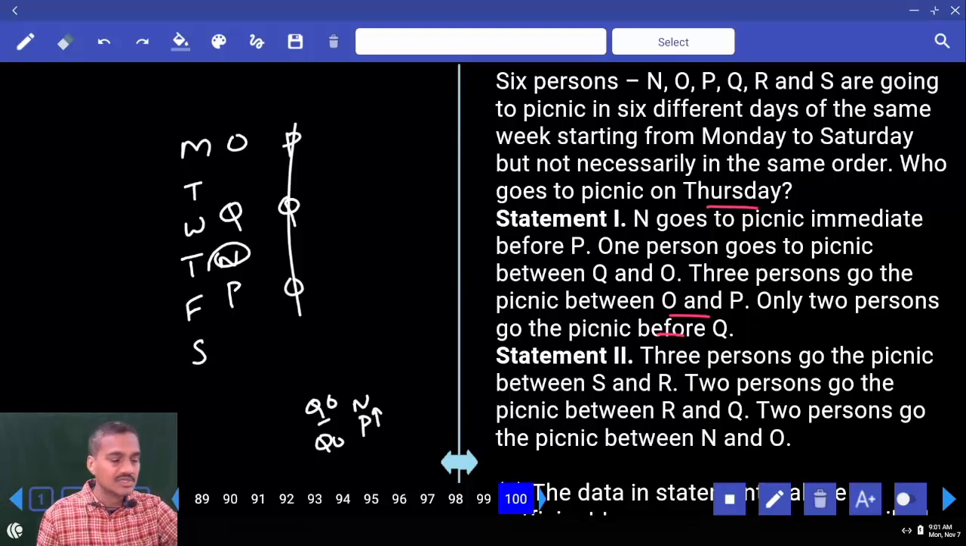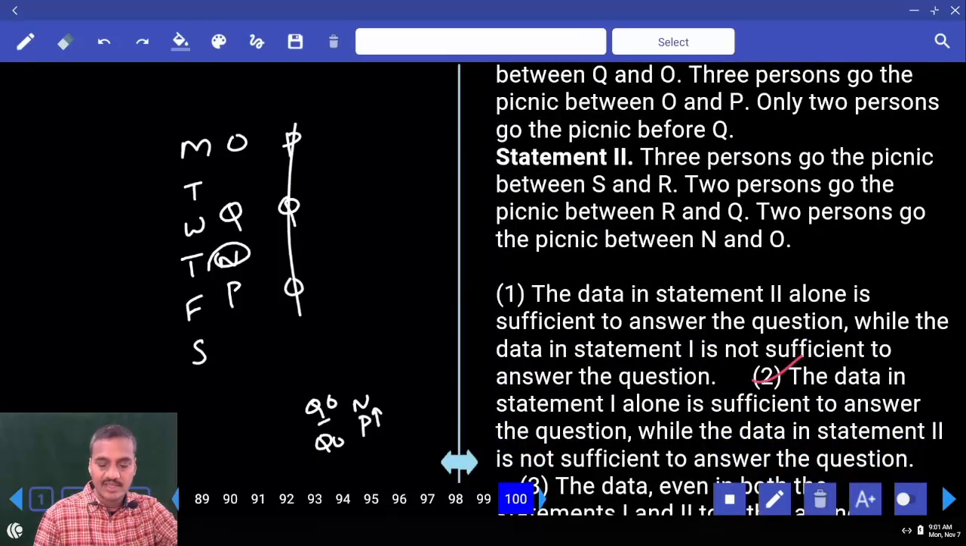Question number 100. Then coming to statement 2 alone. There are 3 persons between S and R, and 2 between R and Q. Now definite information regarding any person is not given. Hence we will have more than 1 possibility. Hence what is your answer? Statement 1 alone is sufficient, that is choice 2, question number 100.